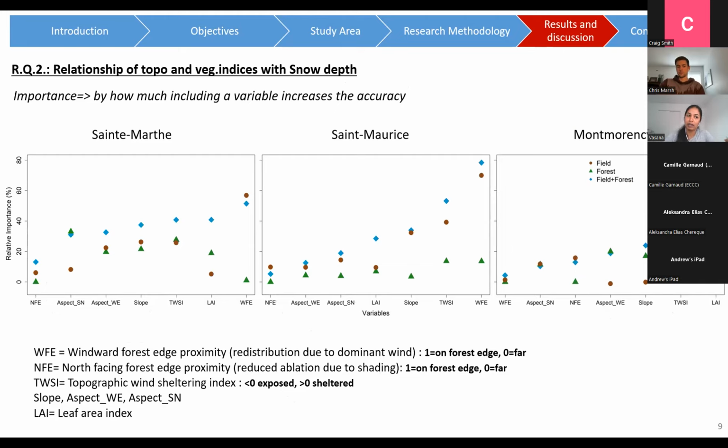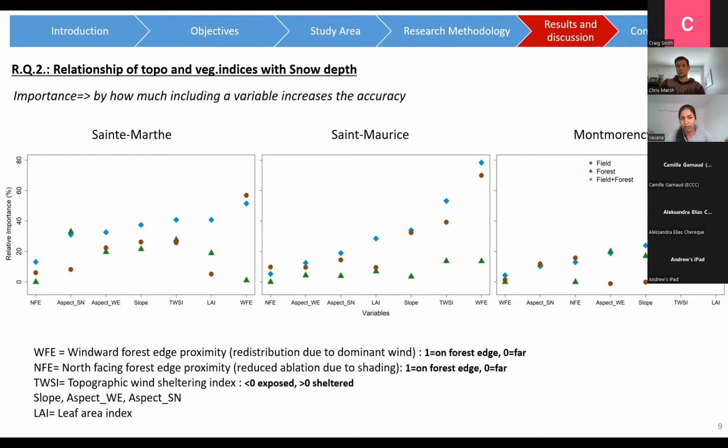Next, the relationship of snow depth with the topographical and vegetation indices. So we used a random forest model to investigate this relationship. This relative importance plot shows how much including a variable could improve the accuracy of the model and vice versa.